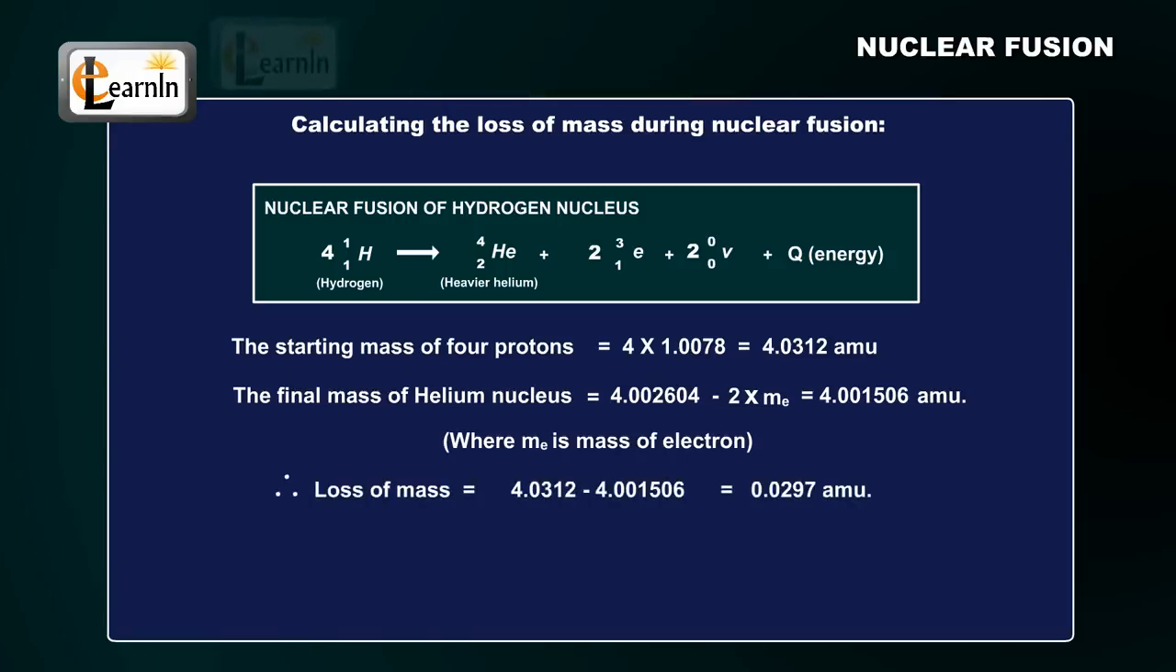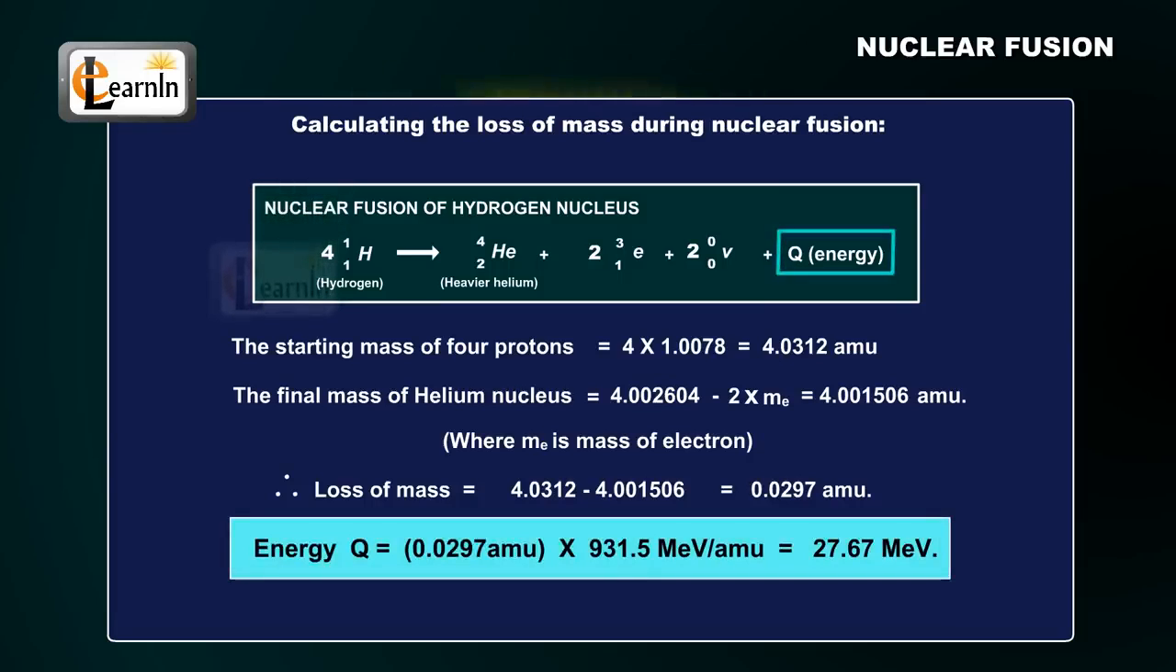Therefore, the loss of mass is 4.0312 minus 4.001506, which is equal to 0.0297 AMU. This is equivalent to the energy given by Q equals 0.0297 AMU times 900 mega electron volts per AMU, which is equal to 27.67 mega electron volts.